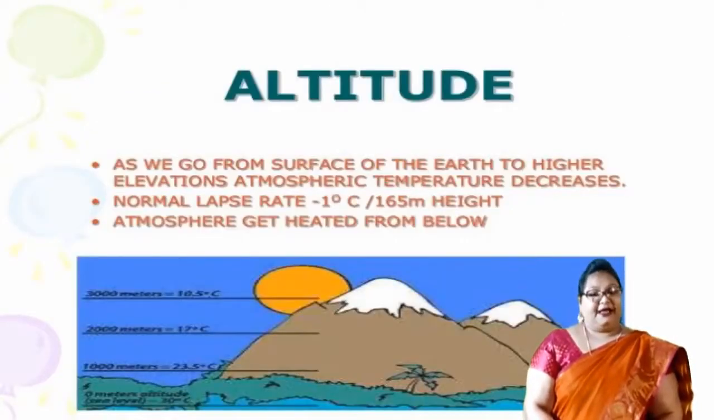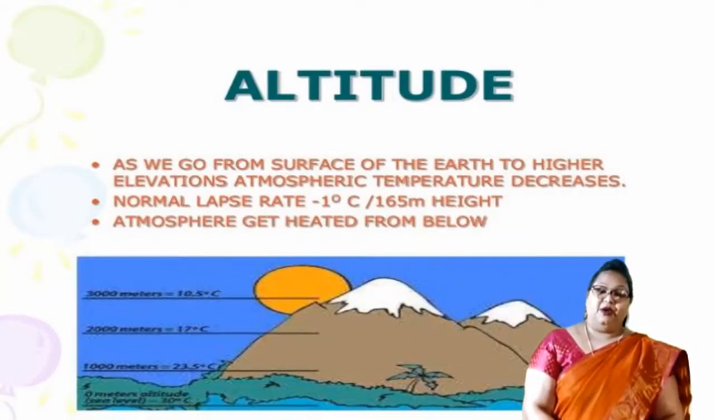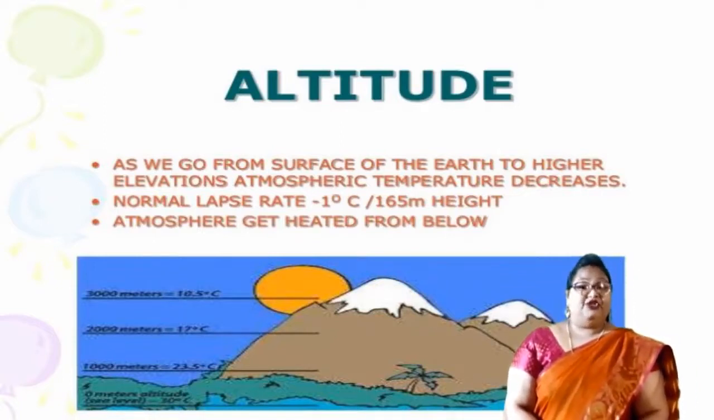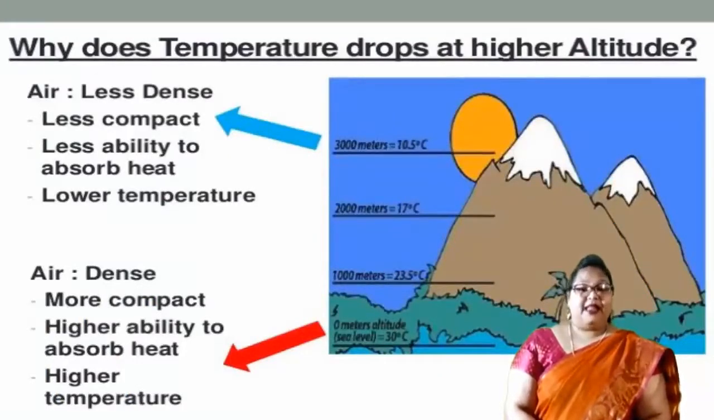Altitude. The height of a place above mean sea level is the altitude of the place. The atmosphere is mostly heated by conduction. Air is cooler at higher altitudes than near the Earth's surface. With the increase in height, temperature decreases, as we have learnt. For every 166 meters, the temperature falls by 1 degree. This is known as the normal lapse rate.